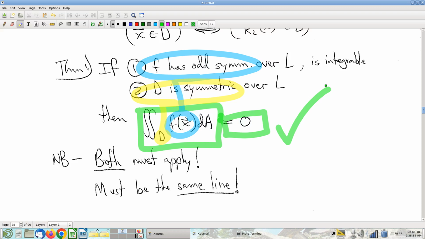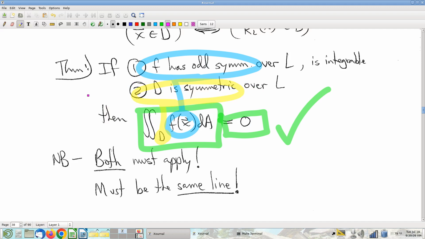Okay. Now, a couple of asterisks. You do need both of these conditions. This is extremely important, and this is one of the most common mistakes that students make when they're talking about symmetry. A student might notice, I see my domain is symmetric. That must mean my integral is 0. Nope. It's not good enough. The domain being symmetric by itself does not tell you anything.